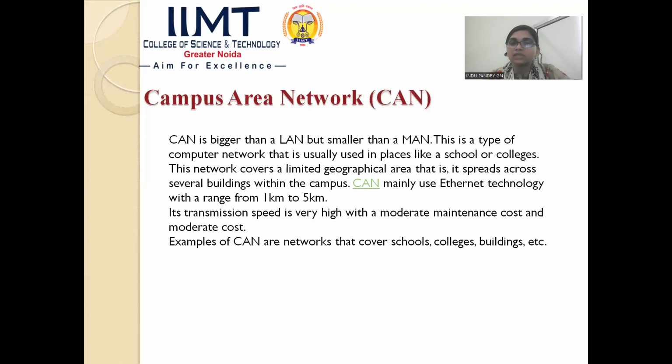The next important network is the campus area network, that is CAN. CAN is bigger than a LAN but smaller than a MAN. This is a type of computer network that is usually used in places like schools or colleges. This network covers a limited geographical area, that is, it is spread across several buildings within a campus. CAN mainly uses Ethernet technology with a range of 1 kilometer to 5 kilometers. The transmission speed is very high with moderate maintenance and moderate cost. Examples of CAN are schools, colleges, buildings, etc.